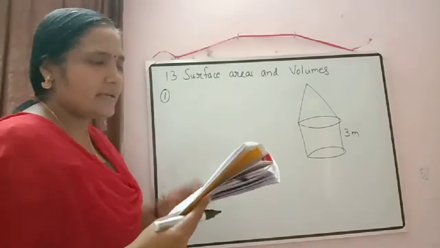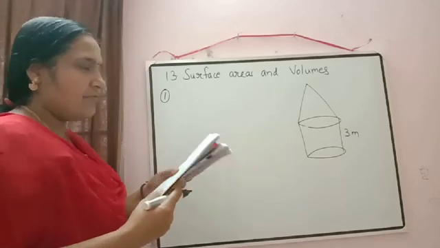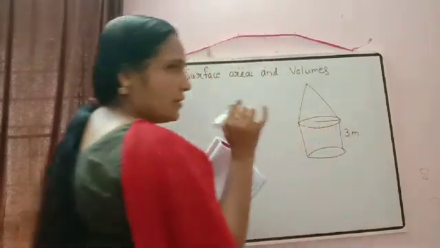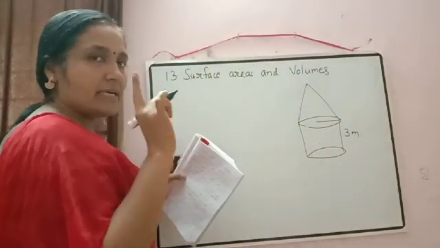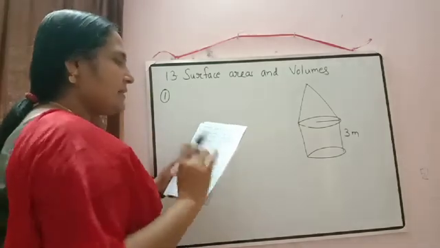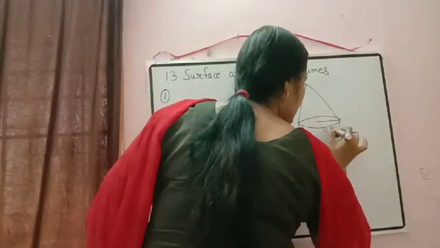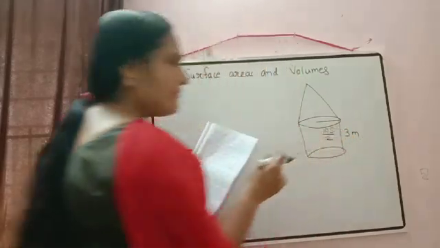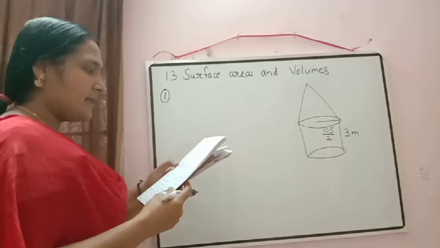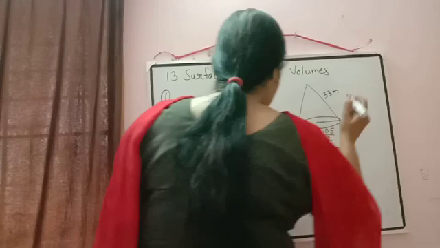Now we'll check what other information is given. The diameter of the base is 105 meter. Whenever you are checking, read the question to see whether the diameter or the radius is given. Here the diameter is 105 meter, so in the diagram we can mention the radius, which will be equal to 105 by 2. Then it is written that the slant height of the conical part is 53 meter.